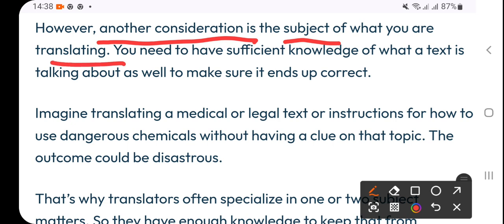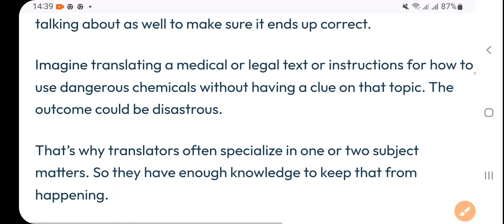You need to have sufficient knowledge of what a text is talking about, as well, to make sure it ends up correct, right? So the important thing is sufficient knowledge you have to have about the subject, right? Suppose I am a science student, so I can easily change science study material into English, right? So subject knowledge is also very important.